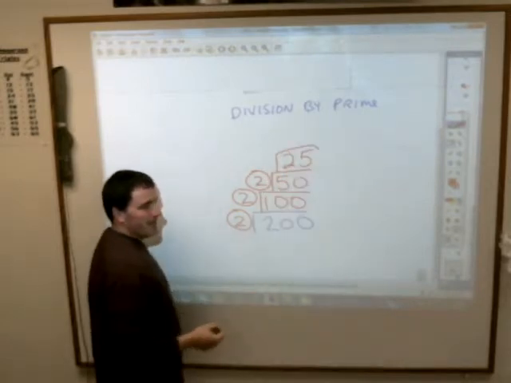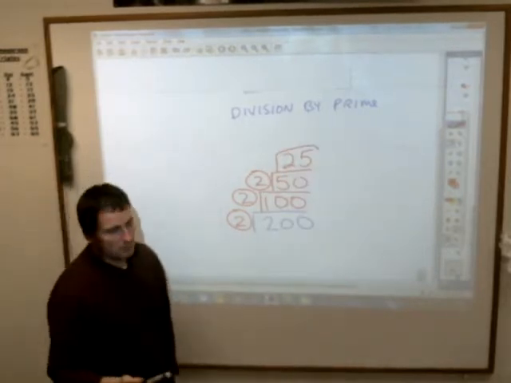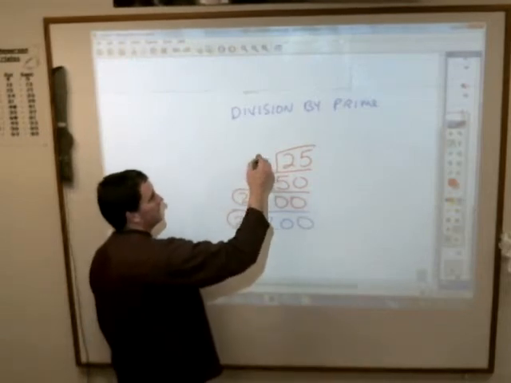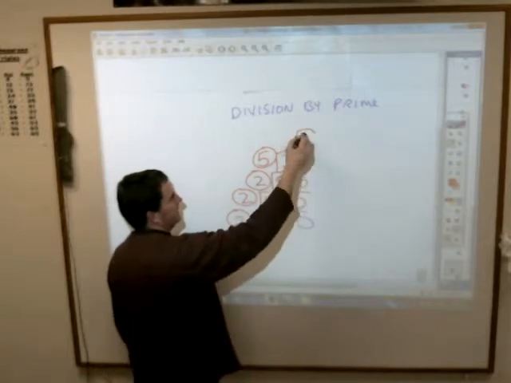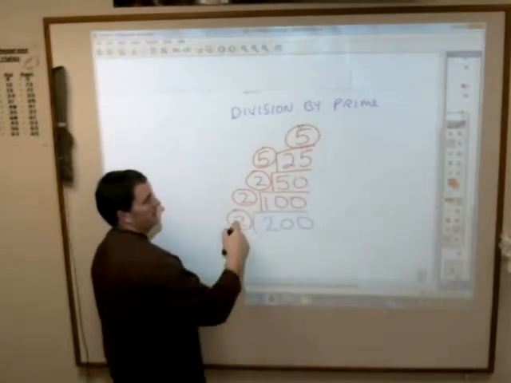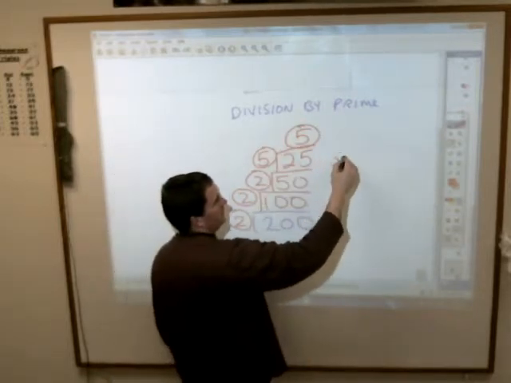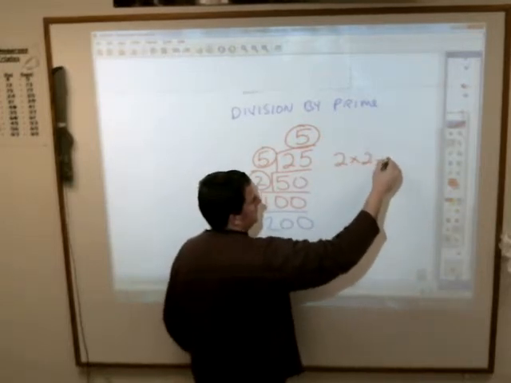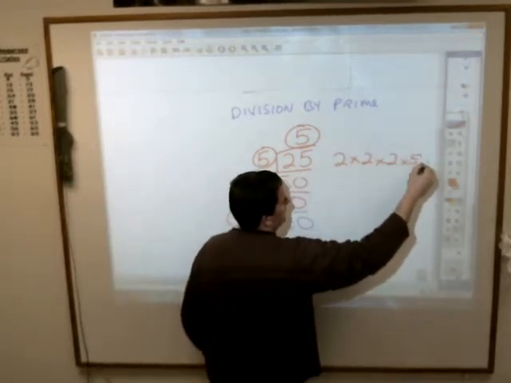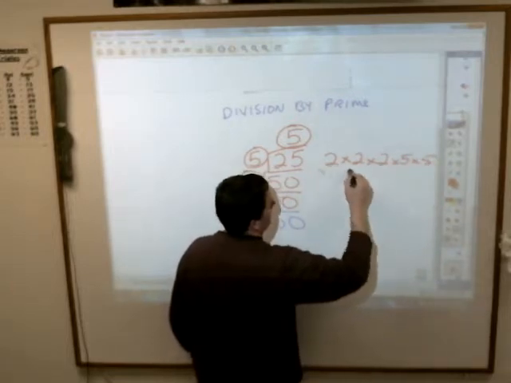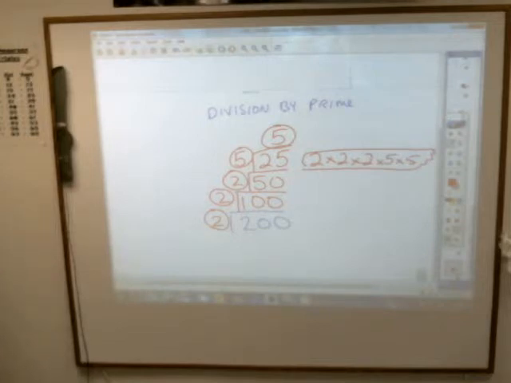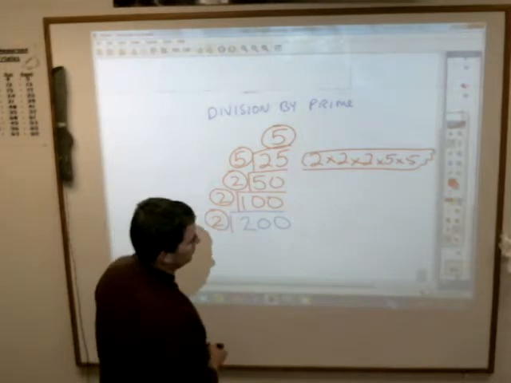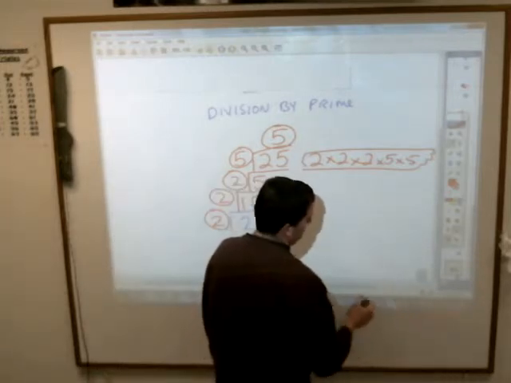And then you get to 25. What number goes into 25? A prime number? 5. And when you get a prime number as your quotient at the end, you can stop and circle it. This is your prime factorization. 2 times 2 times 2 times 5 times 5. Some people like that better, some people don't care. Either way it works. The book will probably tell you to do it one way or another, and you should probably listen to the book, because the book is all wise, at most times.